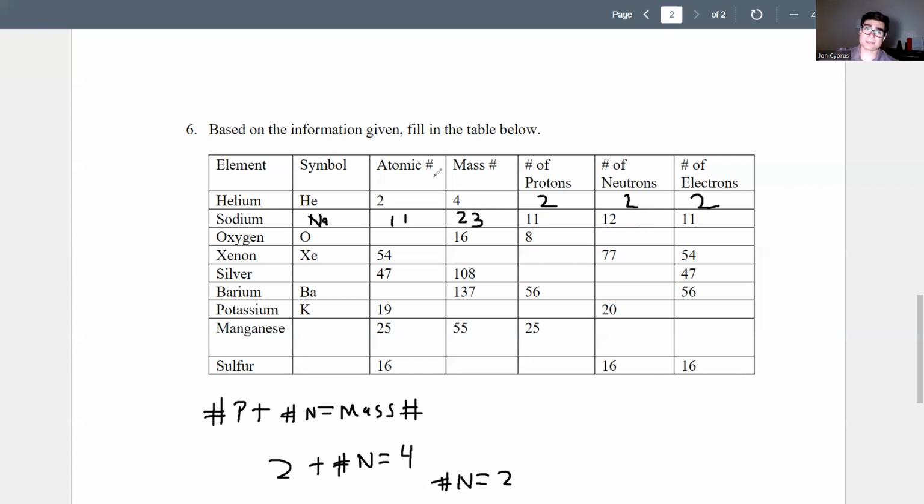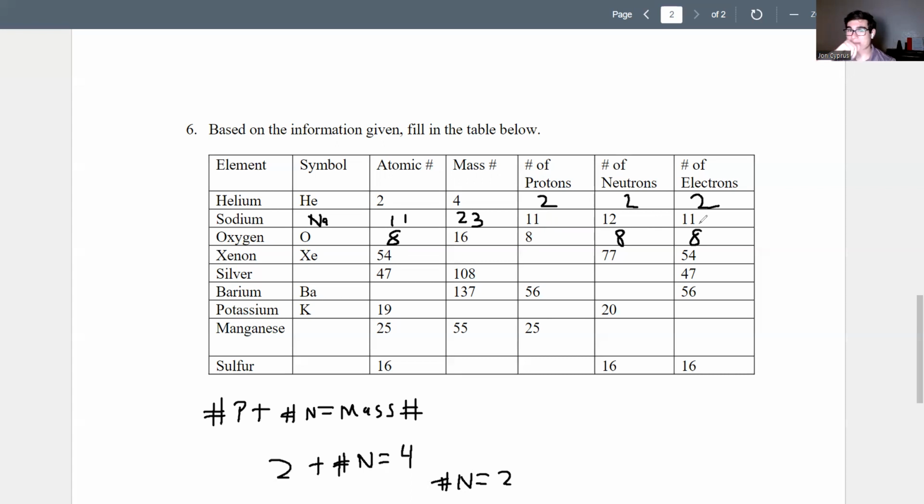Okay, next is oxygen. The atomic number is 8. And looking at the periodic table, the number of neutrons in this one is 8, 16 minus 8. Also, the number of protons here is 8, so the atomic number has to be 8. And we have 8 electrons, which has to equal the number of protons.